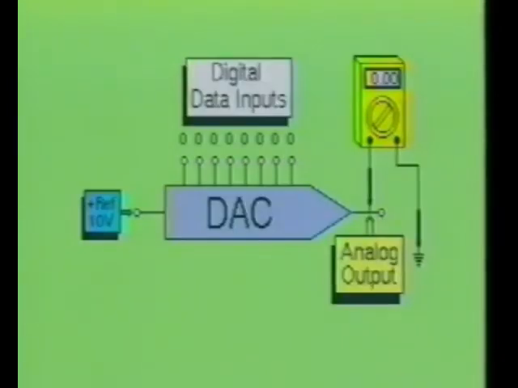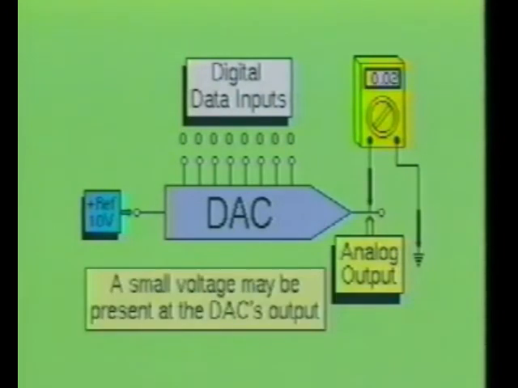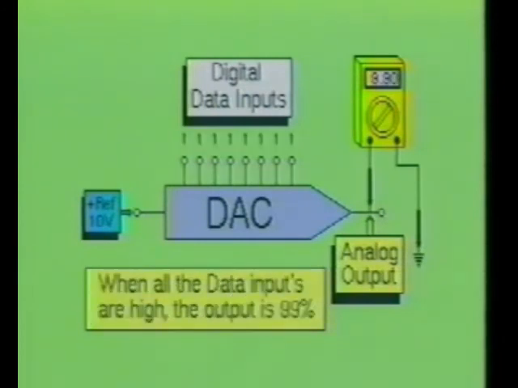The ideal digital to analog converter device should deliver a 0-volt output when the digital word is 0. However, due to the input offset of the operational amplifier contained within the device, a small voltage may be present at the DA converter's output. When all the inputs are a logical 1, the output should be approximately 99% of the full-scale output.